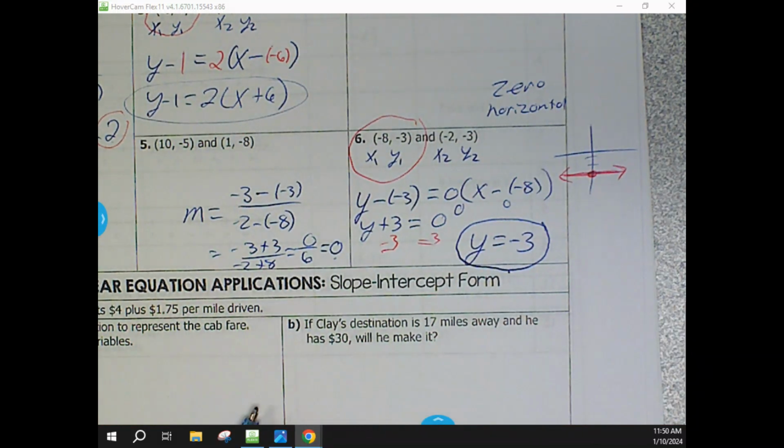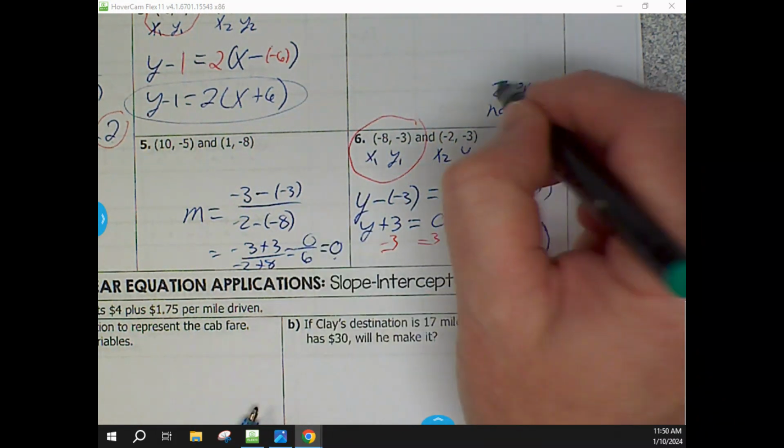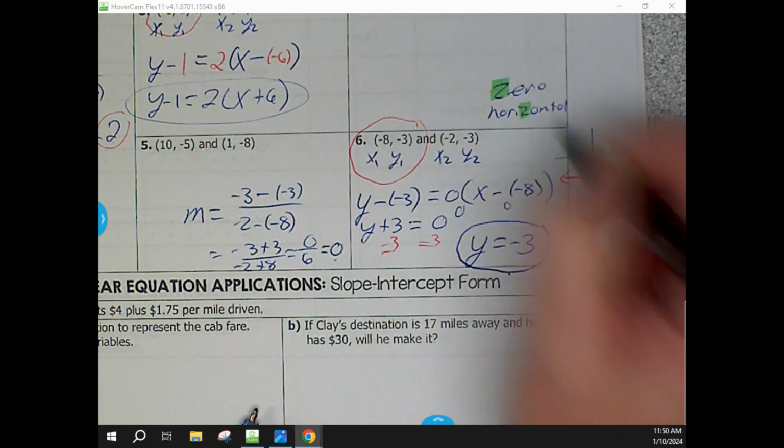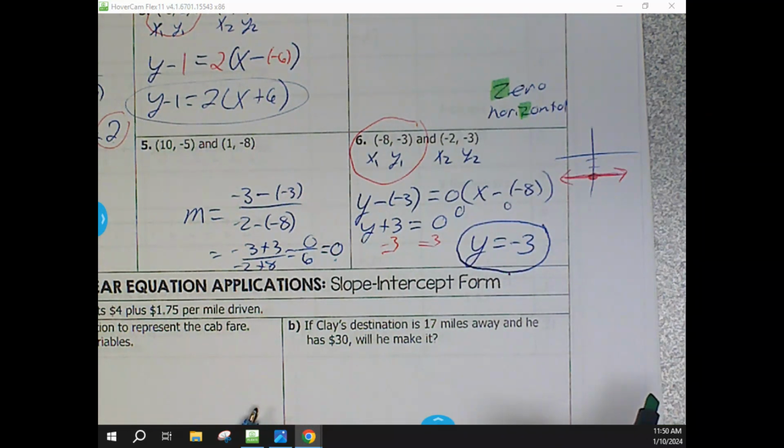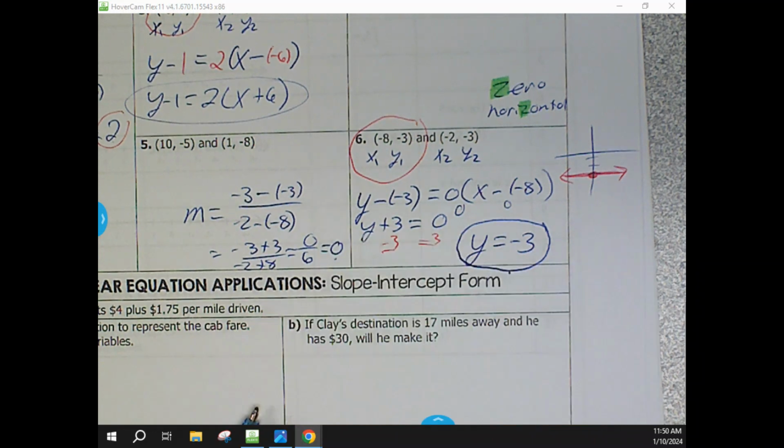So that's a little bit of a trick question. If you're ever doing a problem and you figure out that your slope is 0, just remember, if the slope is 0, you know it's going to have to be a horizontal line. And that's kind of what we were talking about the other day, one of those little trick questions that you can kind of help yourself out just a little bit there.